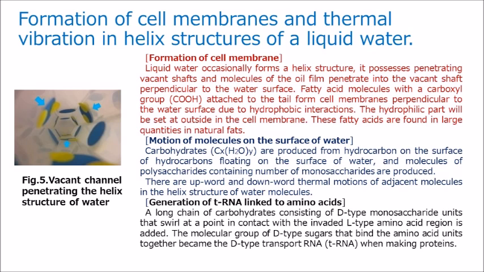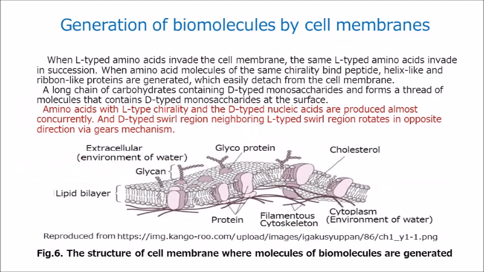Generation of tRNA linked to amino acids. A long chain of carbohydrates consisting of D-type monosaccharide units swirls at a point in contact with the invaded L-type amino acid region. The molecular group of D-type sugars that bind the amino acid units together became the D-type transport RNA when making proteins. Generation of biomolecules by cell membranes.